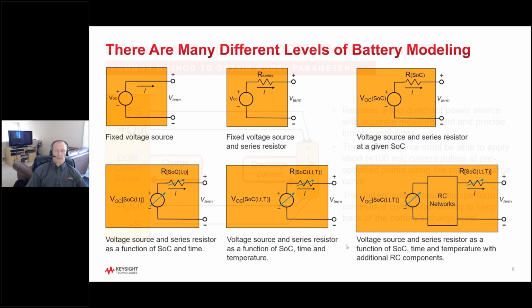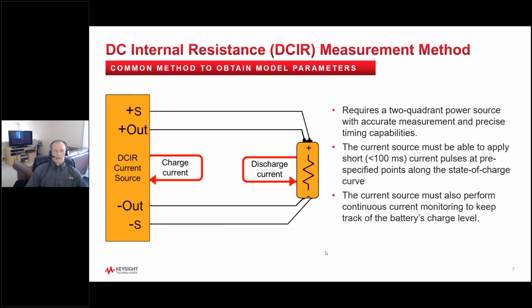Okay, here we go. So there are basically two ways you can model batteries: the AC resistance and the DC resistance. We're going to be talking only about the DC internal resistance measurement method. It's a pretty common method to obtain model parameters for a battery.